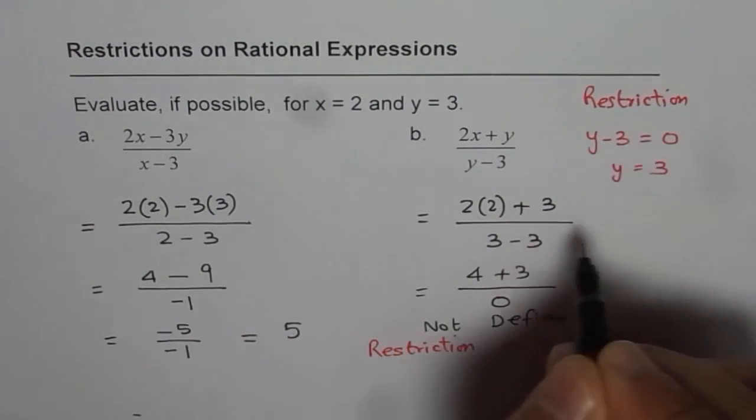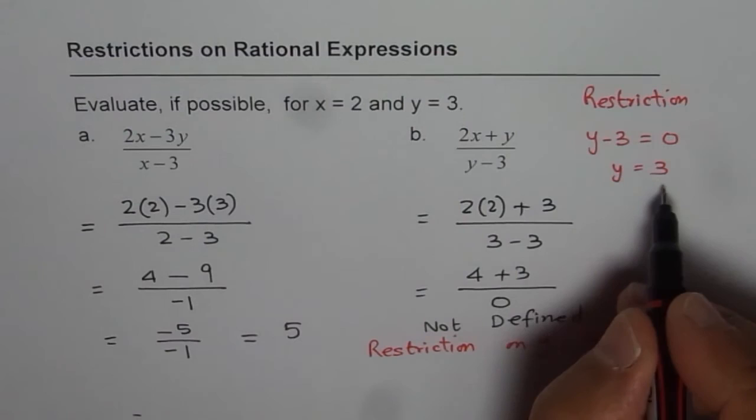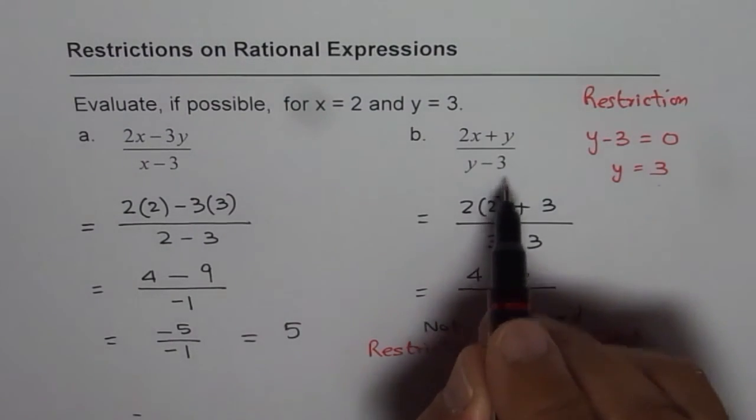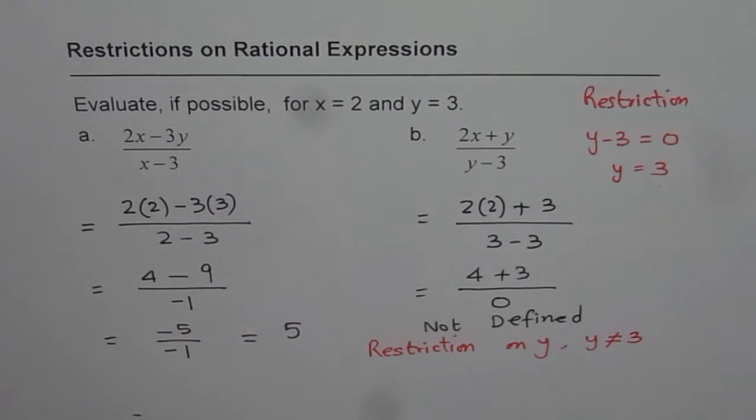Y can be all other real numbers, but it cannot be 3 since it makes the denominator 0. So that is what we want to emphasize with the help of this video. I hope the point is well taken.